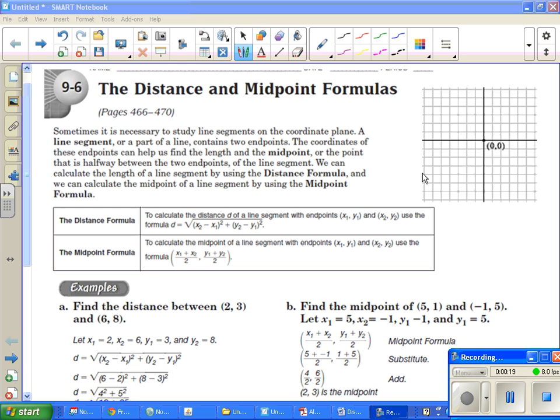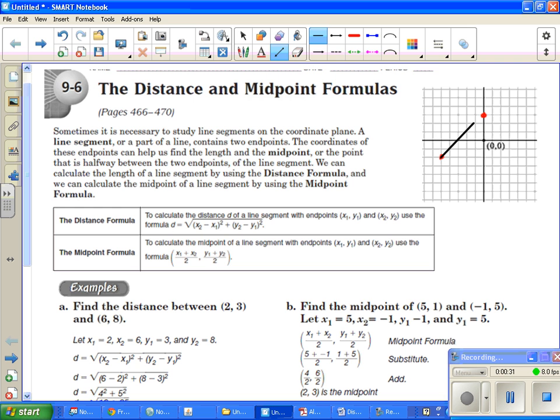So let me just give you a sample one. Let's add a point here and here. Why not? And we've got to connect those two. So there's your line segment, and it has its two endpoints. The coordinates of these endpoints can help us find the length and the midpoint. Anytime you have coordinates, like an x value and a y value, those are the coordinates, x and y.